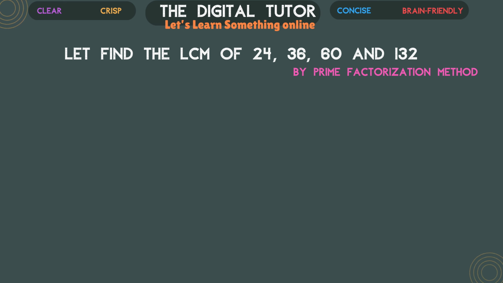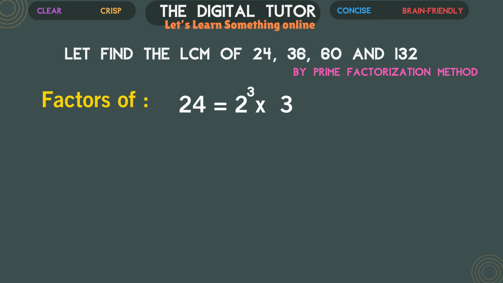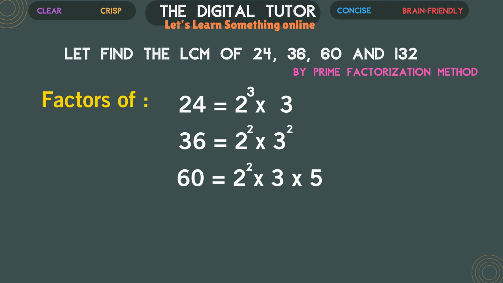So we'll find out the LCM of 24, 36, 60 and 132 by the prime factorization method first. So 24 is 2 cube into 3, 36 is 2 square into 3 square, 60 is 2 square into 3 into 5, and 132 is 2 square into 3 into 11.